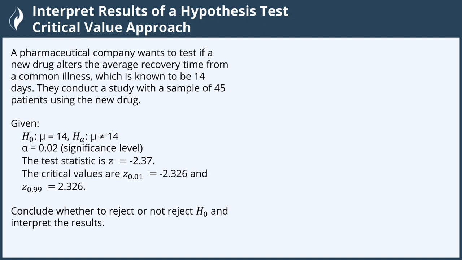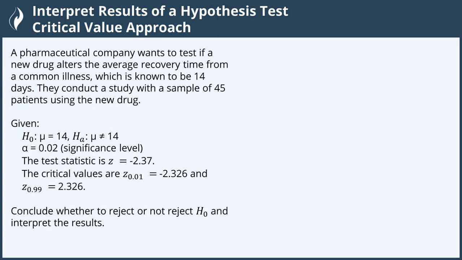Hi everyone. In this video, we will interpret results of a hypothesis test using the critical value approach. A pharmaceutical company wants to test if a new drug alters the average recovery time from a common illness, which is known to be 14 days. They conduct a study with a sample of 45 patients using the new drug.